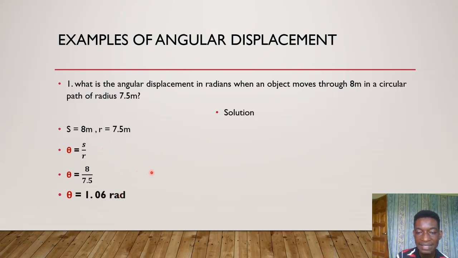So that's how to find angular displacement. You just write your formula, substitute in the values, then you get a final answer. Our next topic will be radian, which is the SI unit of angular displacement.